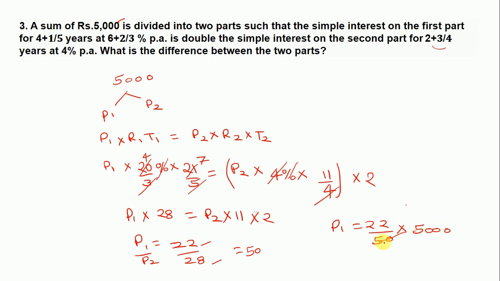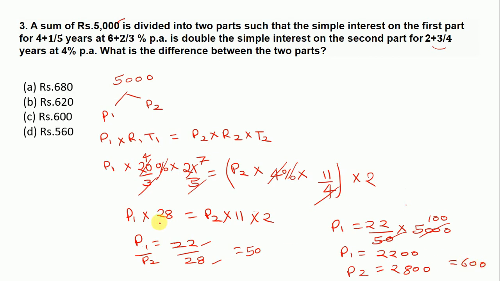So just cancel it, it will be 100. So P1 will come out as 2200, and total amount is 5,000. So P2 will come out as 2800. We have to find the difference between the two parts. So difference between two parts will come out as 600. So your option C, this is your correct answer.